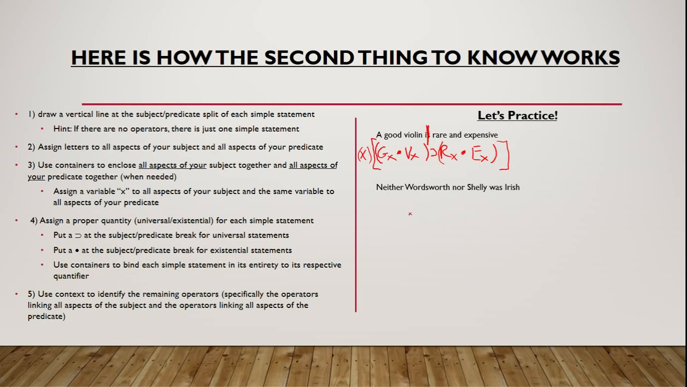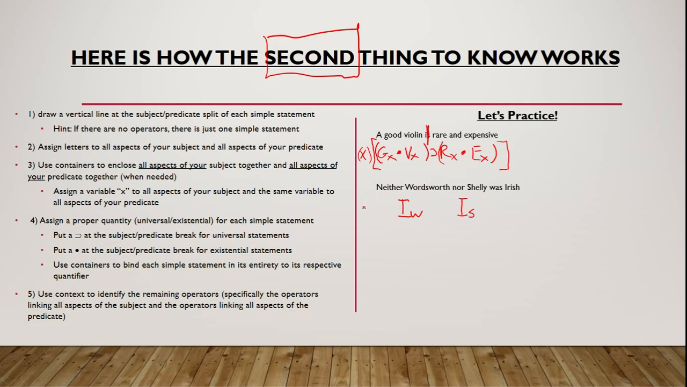We have lowercase, you do the name, Wordsworth, and then in capital is what we're saying about them. The predicate part is Irish. And then we have Shelley, lowercase the name, capital is the Irish. Again, we're currently on the second thing to know. What this translation is bringing us back to is the first thing to know. So remember, it's just a whole different approach. So you have Wordsworth is Irish or Shelley was Irish, and now you just translate like normal.